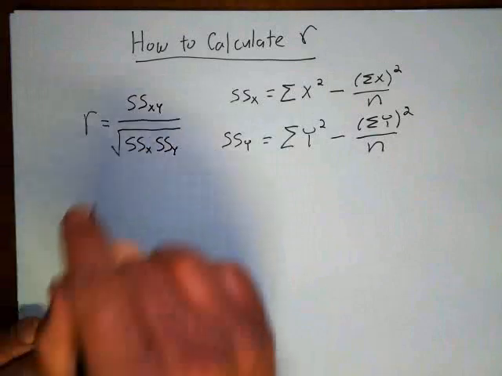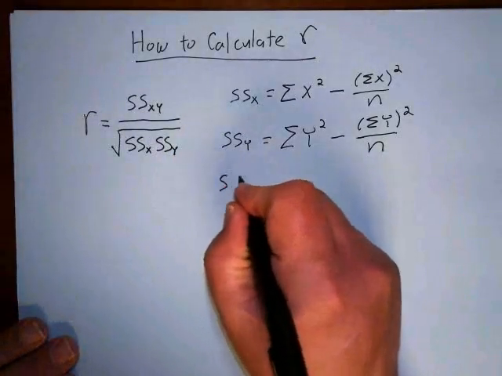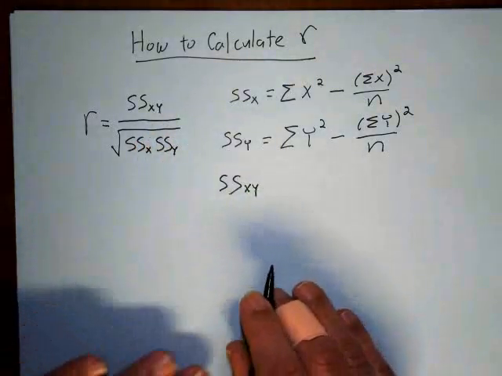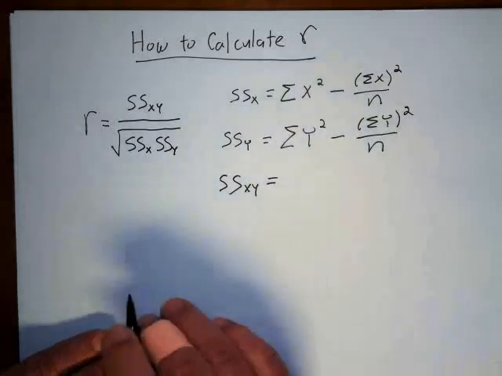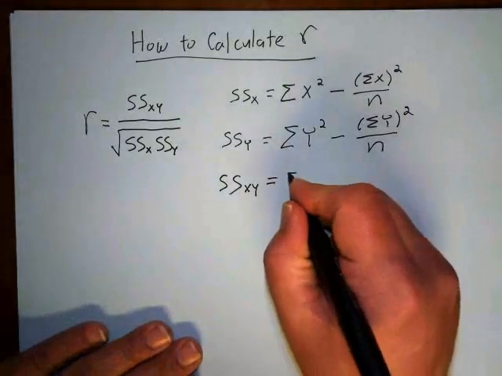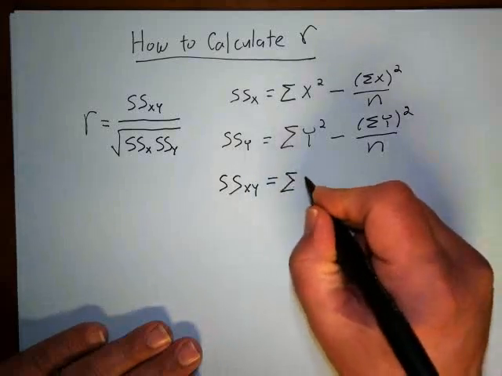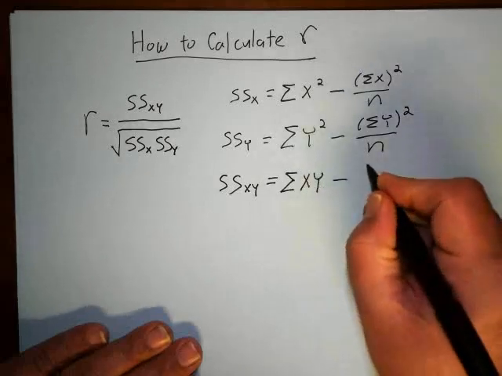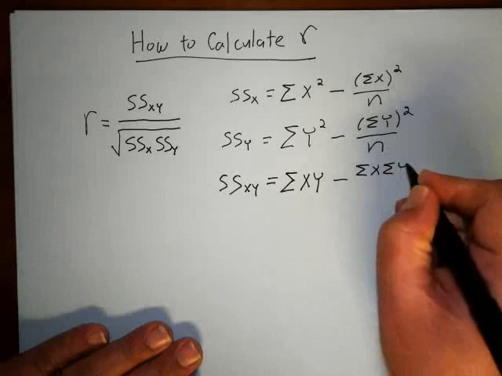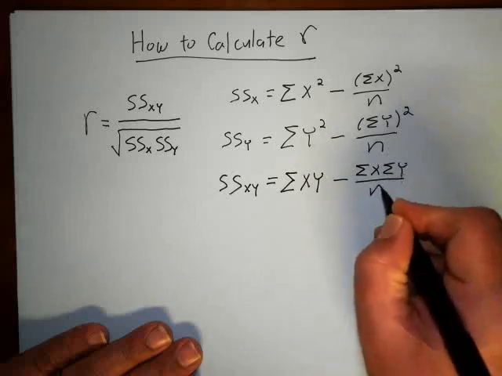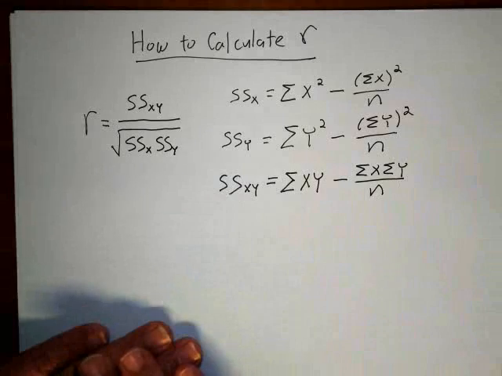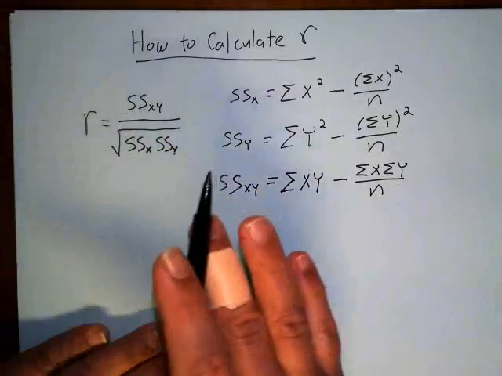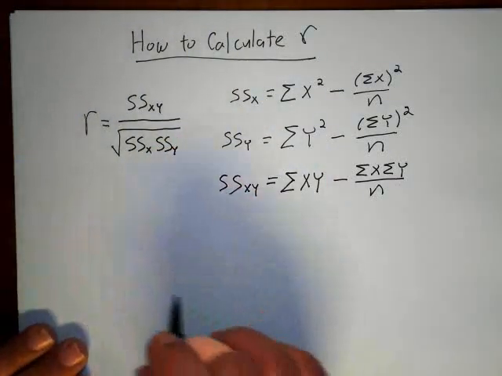And then this one is maybe a little different. It's doing this calculation with both x and y at the same time. So we call it SSXY. And this will be the sum of x times y minus the sum of x times the sum of y, over n. So you're going to use these formulas to calculate those three numbers. You're going to put them in here, and then you're going to get the final answer. Okay?